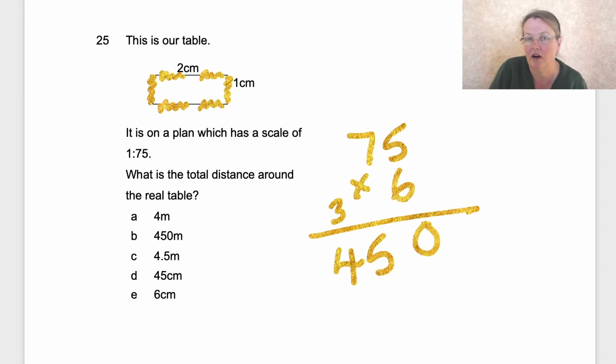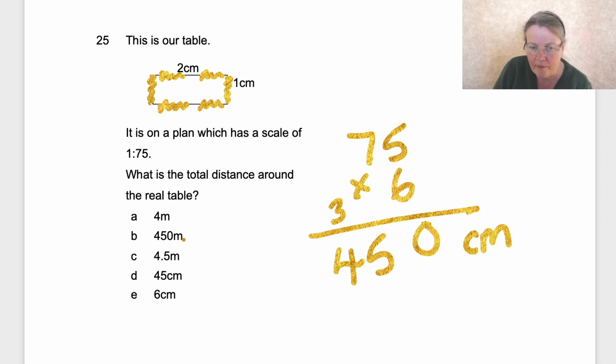Now 45 what? Actually, it's not even 45, is it? It's 450 centimetres. Is that then? Don't fall into that trick. 450 metres, that would be a huge, impossibly big table. So it's not that one.